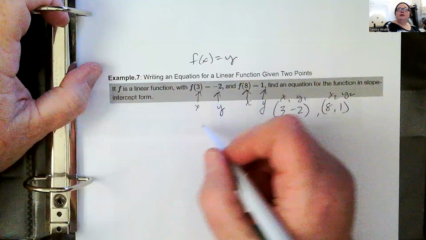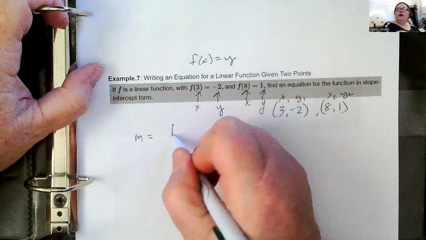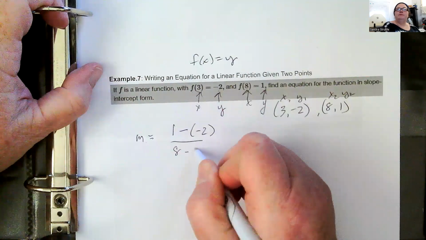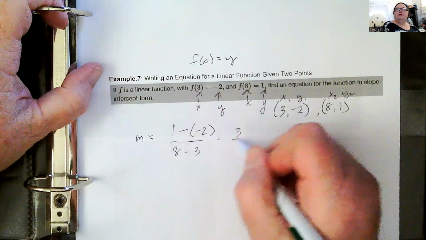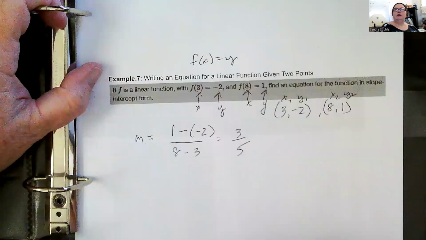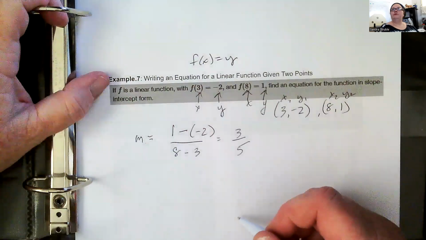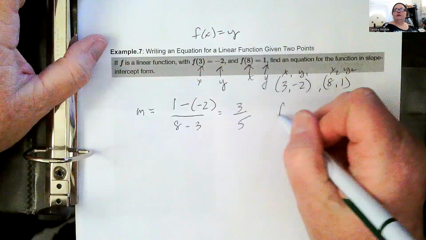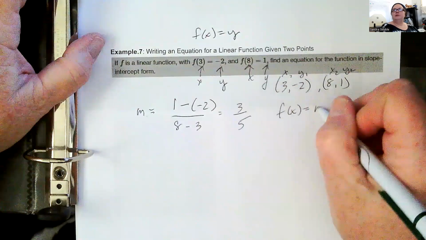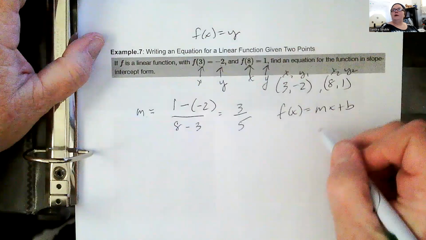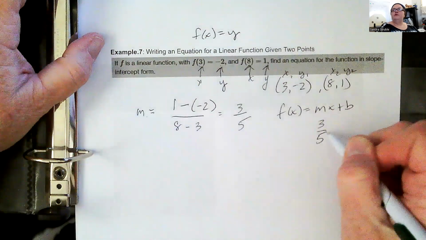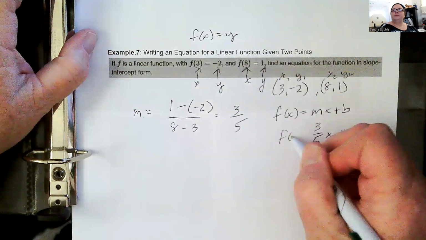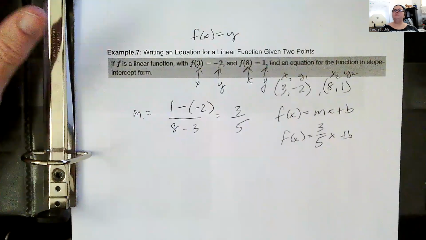Cool beans. So m equals y sub 2 minus y sub 1 over x sub 2 minus x sub 1. 1 plus 2 is 3. 8 minus 3 is 5. We're back to this one again. And what else? Oh, they want us to find an equation. All right. So if I'm going to look at f of x is equal to mx plus b, I've got my 3/5 for my coefficient of x, for my m. That's what I've got so far. The next piece of this is to find b.